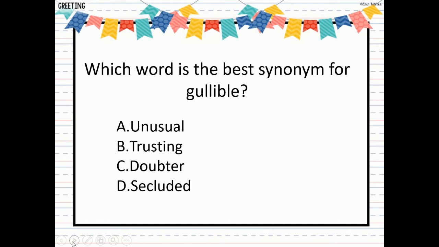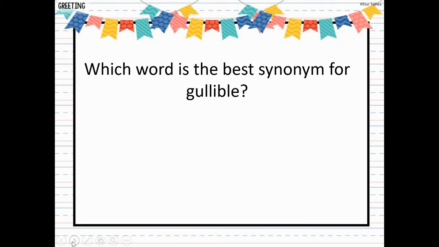Which word is the best synonym for gullible? So think back to what does that mean? Gullible. Is it unusual, trusting, doubter, or secluded? Which one is a synonym for gullible? That would be trusting. Gullible would be trusting, meaning you believe everything that someone says.